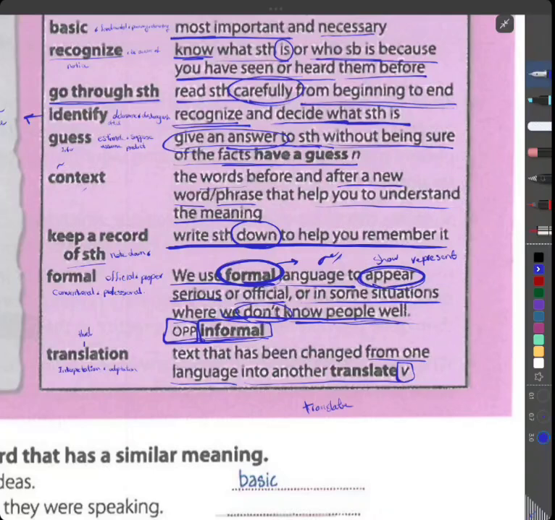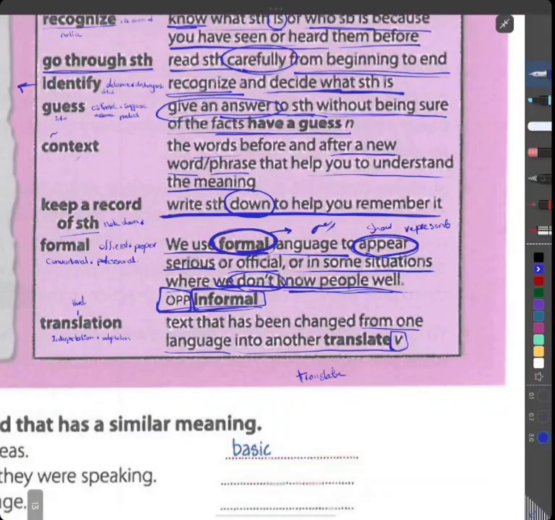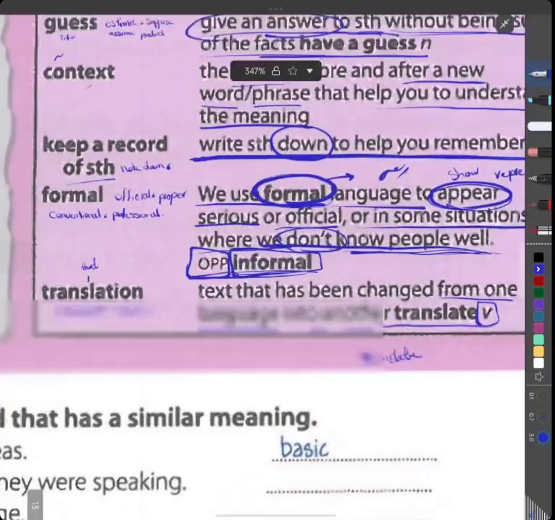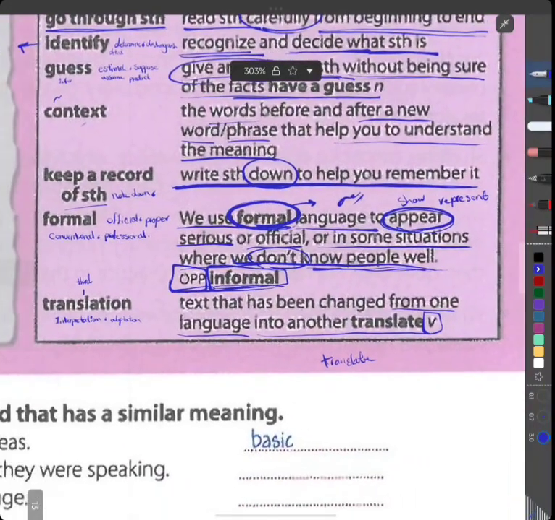Identify means recognize and decide what something is. Guess. Give an answer to something without being sure of the facts. For example, have a guess. Context. The words before and after a new word or phrase that help you to understand the meaning. Keep a record of something. Write something down to help you remember it.